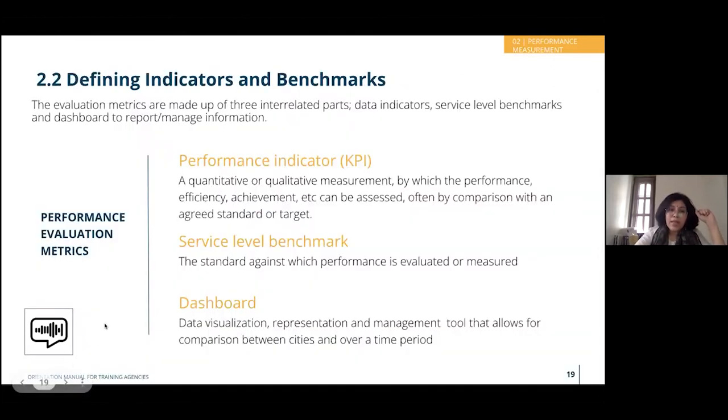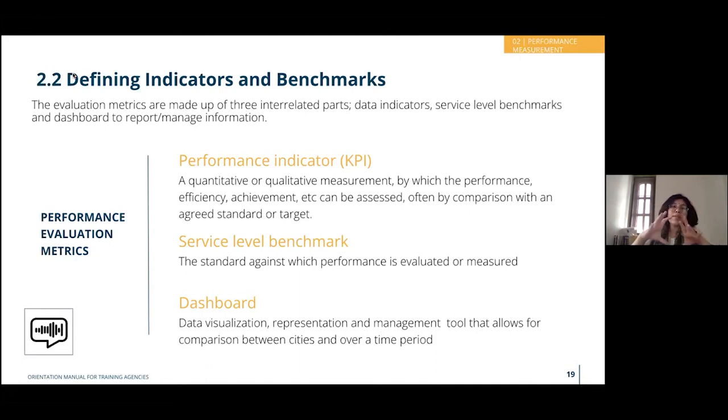And then finally, with all performance measurement frameworks, we can only do so much if we don't have ways to visualize the information we get, represent the information we get, and analyze data in a way that helps us make decisions.